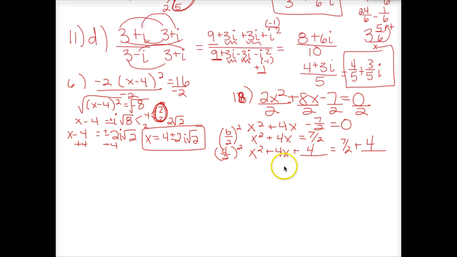So now, factor the left as a perfect square trinomial. Square root of x squared is x. Square root of 4 is 2. Sign of the middle with a squared. On the right side, again, you can add those. You just need a common denominator. 4 is 8 halves. So 7 halves plus 8 halves gives me 15 halves.